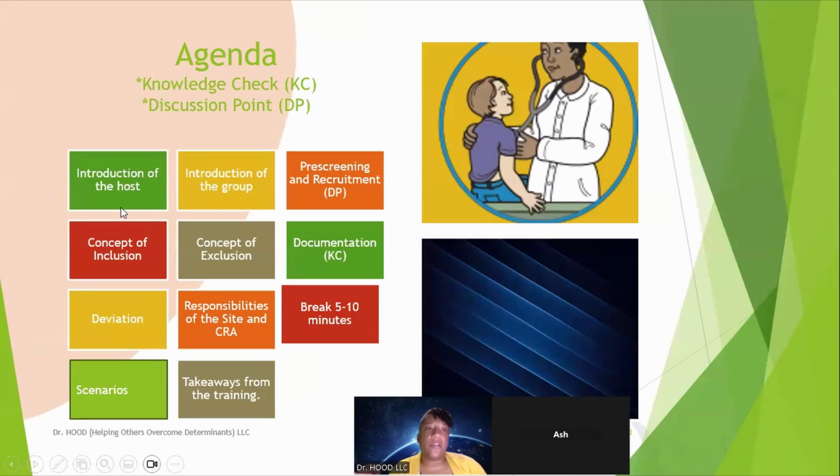Okay, so on the agenda, we're going to have the introduction of the host, the introduction of the group, and talk about pre-screening and recruitment. We're going to do a discussion question. Then we're going to go into the concept of the inclusion criteria, the concept of the exclusion criteria, how to document both, deviations, and the responsibility of the site and the CRA as it relates to the inclusion. We're going to take a break, and we can determine if that's necessary based on how this flows. And then we're going to go into the scenarios and then we're going to do our takeaways.